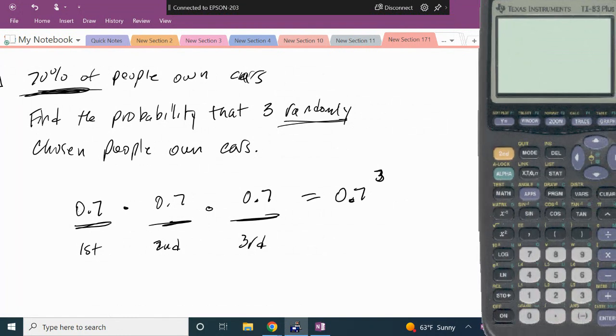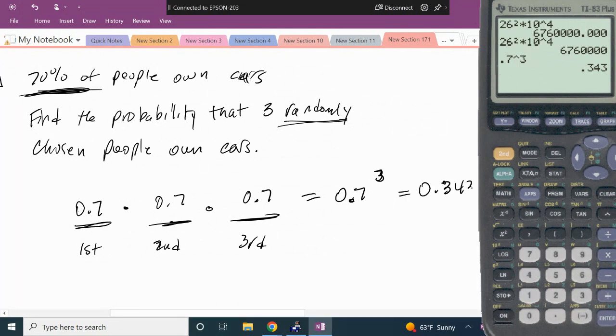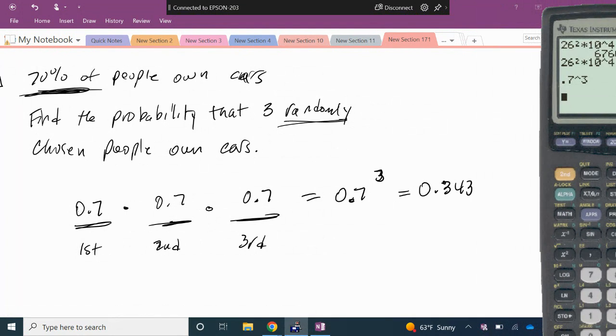which is 0.343. So that's 0.343. So is everybody okay with that? All right. So with the same problem now, and this is not on the sheet as far as this problem.